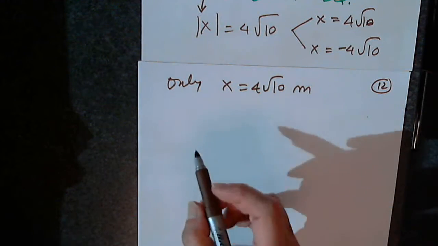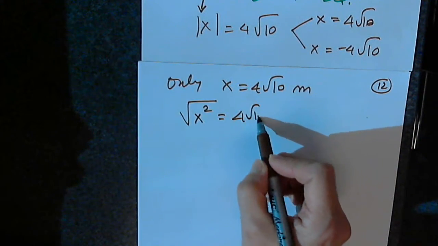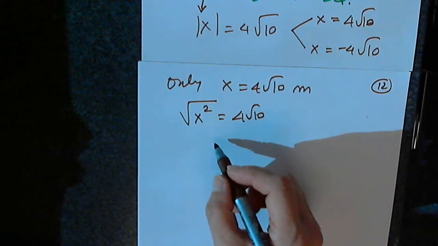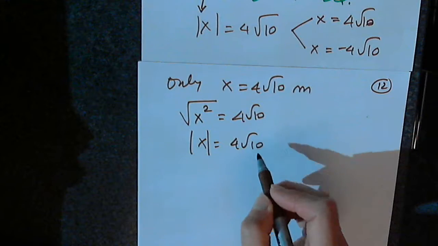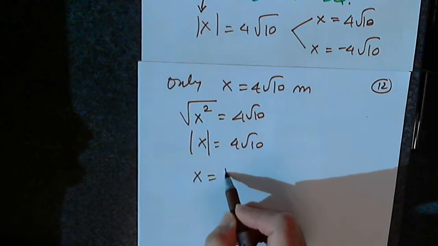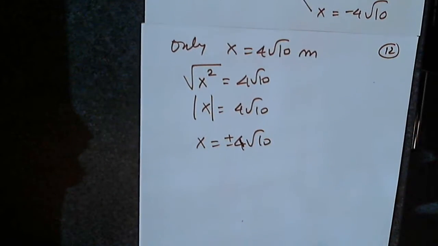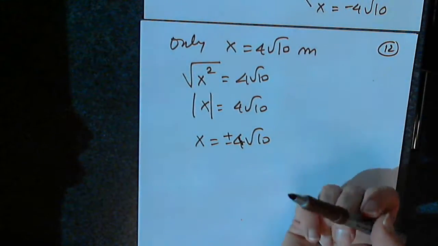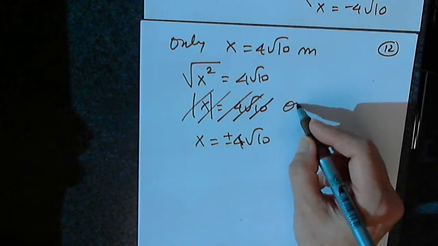So now remember what we wrote. We wrote that the square root of x squared is 4 the square root of 10, right? And then we wrote that x equals the absolute value for the square root of 10. And then we wrote that x equals actually plus or minus 4 the square root of 10. This principle of taking square roots allows us to omit this.